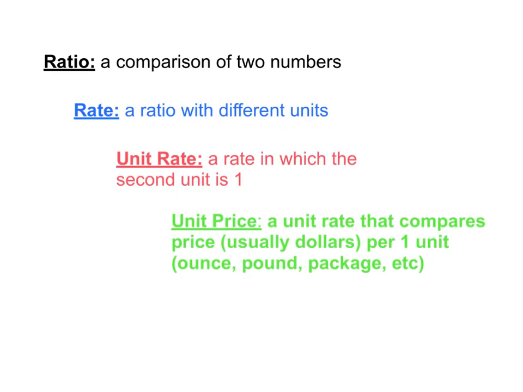A unit rate is an even more specific situation in which the second number, or the bottom number in the case of a fraction, is a 1. So instead of 20 miles in 2 hours, we might say a unit rate is 10 miles in 1 hour.